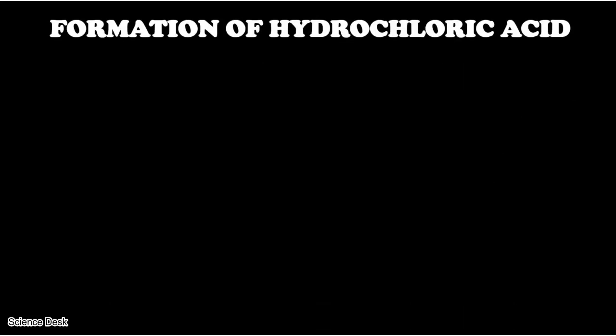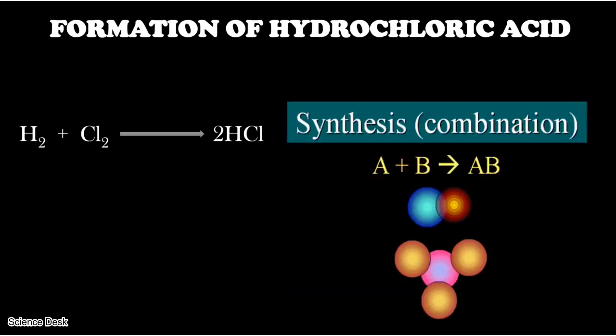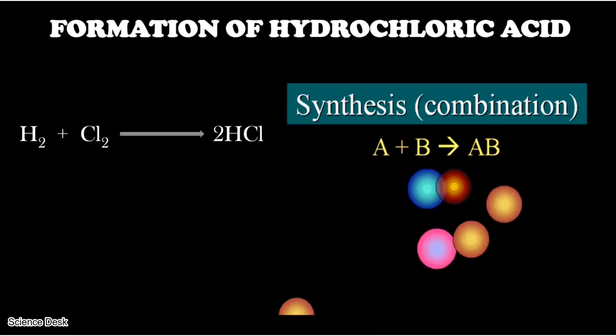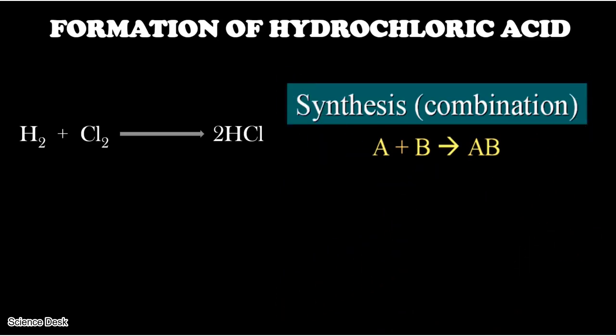Now we will see the formation of hydrochloric acid. How you can classify hydrochloric acid as a combination reaction? Here, hydrogen and chlorine are combining to form hydrochloric acid. So this becomes an example of a combination reaction because hydrogen and chlorine are combining to form a new product.